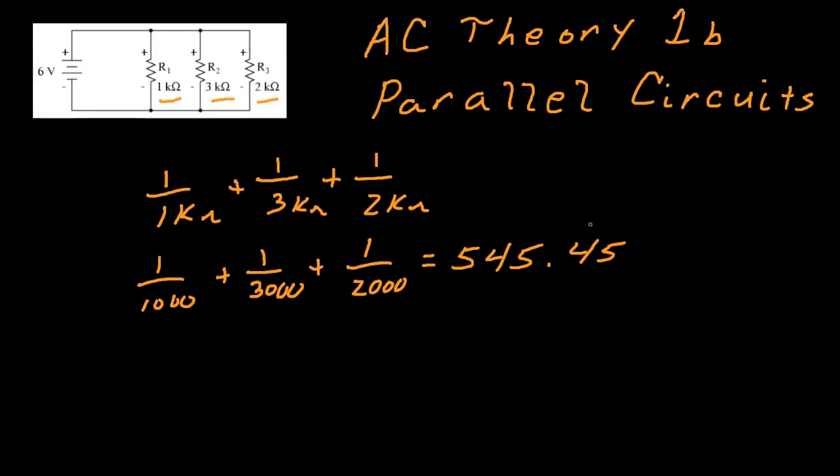545.45, and that's a continuous number, so we're not going to carry it on any further than that, and that comes out in ohms. Now that goes along with the rule. The rule is that we should have less resistance total. Our total resistance, RT, should be less than the smallest resistor. The smallest resistor is 1,000 ohms, so therefore, this one here, and our answer is 545. So that's by the rule of thumb, that works out pretty good.